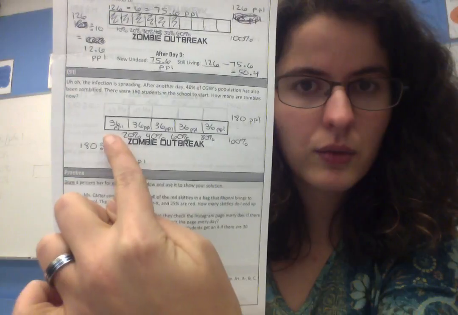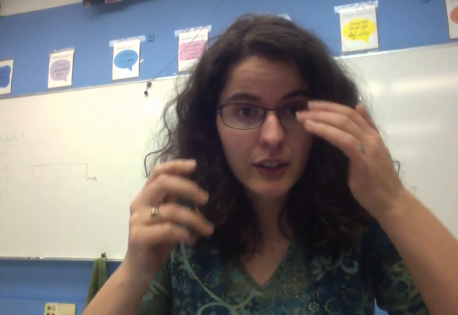And that means if I want to get up to 40%, I would do 20% and then another 20% to get 40. So I could shade those in. And altogether, that would be 72 people. So I would have 72 people. Sad, not a good day for CGW or UCW.